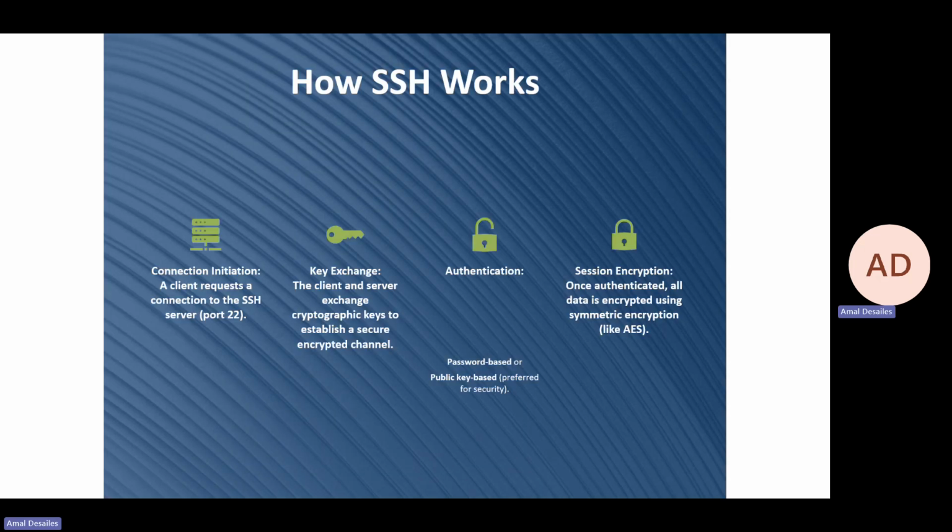All right, so next we're going to talk about how SSH works. Here is how the communication happens. The client starts a connection to the server, usually on port 22. They exchange cryptographic keys to set up a secure tunnel. The server then authenticates the user either with a password or a cryptographic key. Once authenticated, everything sent through SSH, commands, files, and data, is encrypted and protected. So even if someone intercepts your network traffic, they can't read what's inside because it's encrypted.